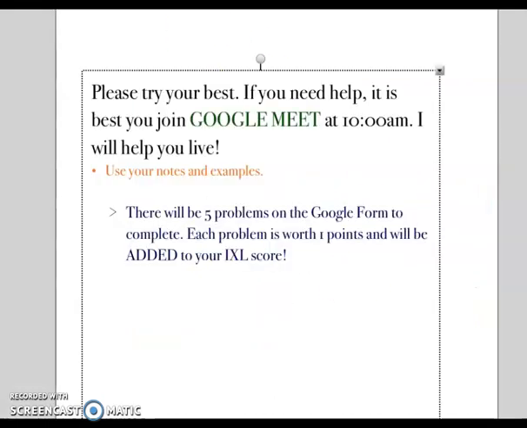As always, please try your best. If you need help, it's best you join Google Meet at 10 a.m. I'll help you live. Use your notes and examples. Remember, there are 5 problems on the Google form to complete. Each problem is worth 1 point and will be added to your IXL score.